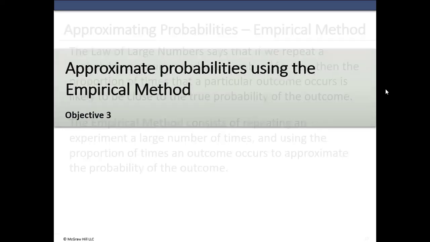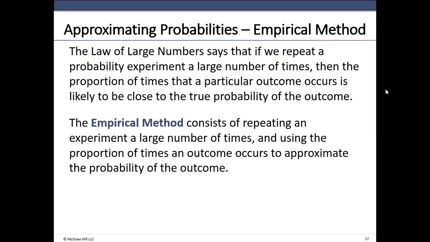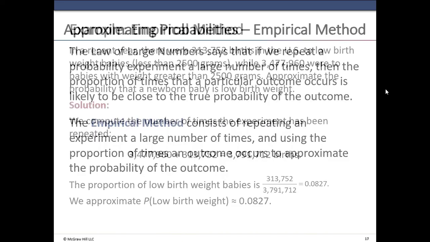Approximate probabilities using the empirical method. The law of large numbers says that if we repeat a probability experiment a large number of times, then the proportion of times that a particular outcome occurs is likely to be the true probability of the outcome. The reason is we have repeated the experiment a large number of times. The empirical method, or the observed method, consists of repeating an experiment a large number of times and using the proportion of times an outcome occurs to approximate the probability of the outcome.